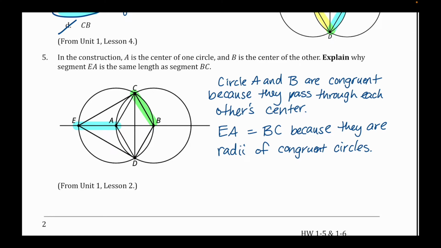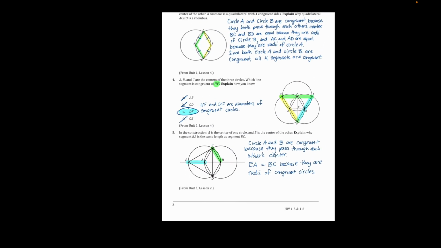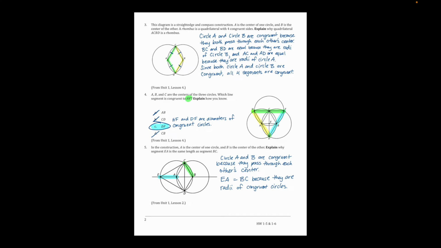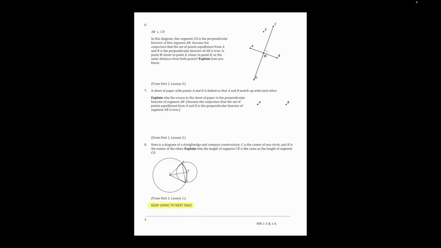Okay. The other way to explain this would be that the radii of these circles will have the same length because they share the common radius of AB, but I just like to say the radii of congruent circles because it feels a little more succinct or straight to the point. So that's it for question 5. We're going to keep going.